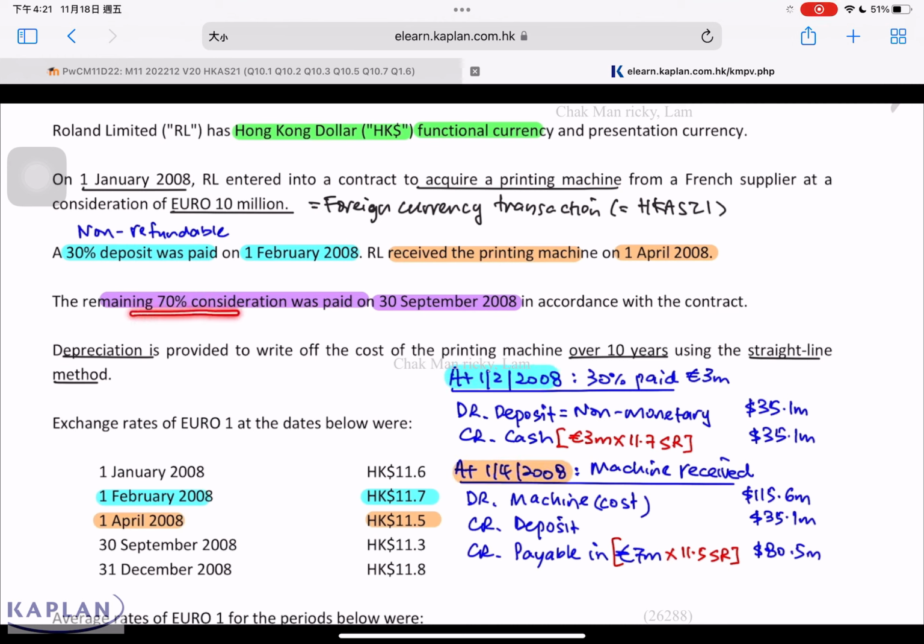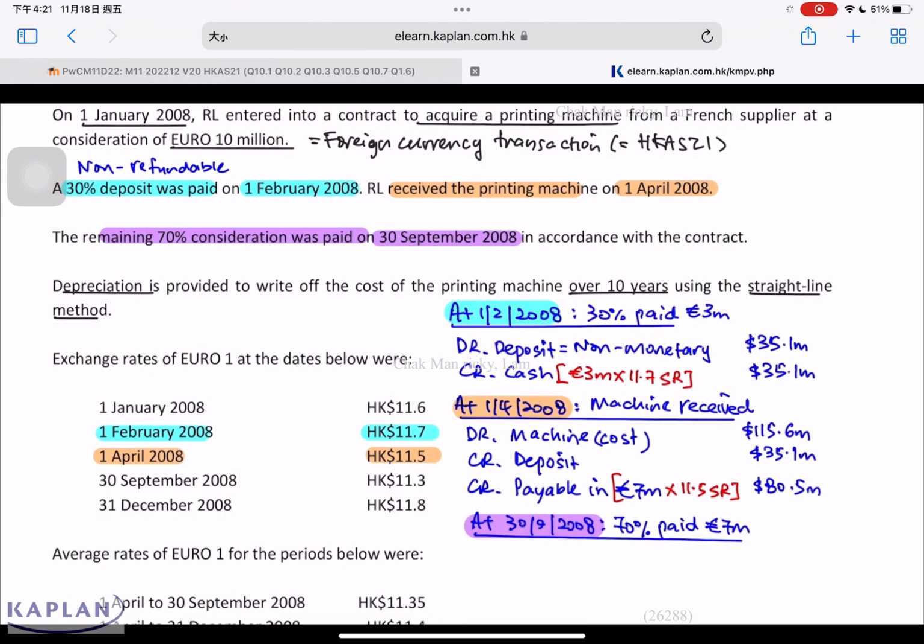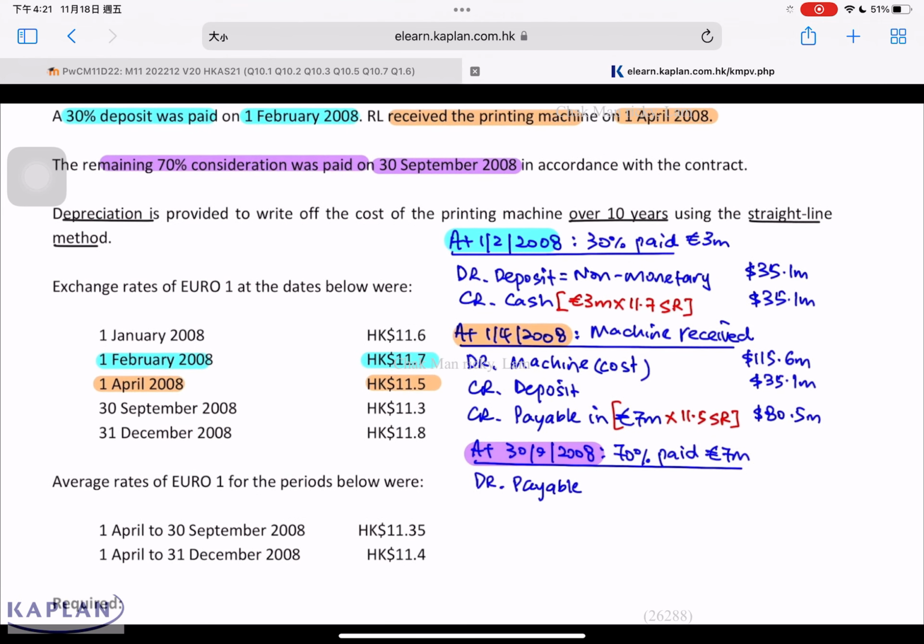They made a payment of 70% on 30th September in accordance with the contract. At 30th September 2008, 70% paid, euro 7 million. We have to debit the payable. The payable recorded is equal to 80.5. Credit cash, but this cash is paid in euro 7 mil. This must be recorded at the spot rate at the date of settlement. Exchange rate is equal to 11.3. 7 multiplied by 11.3 equals 79.1. There's a difference of 1.4. Can we look at the suggested answer now?